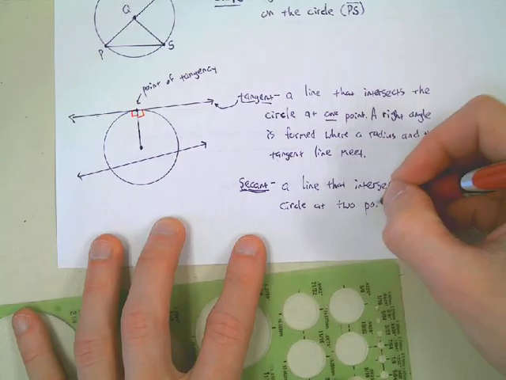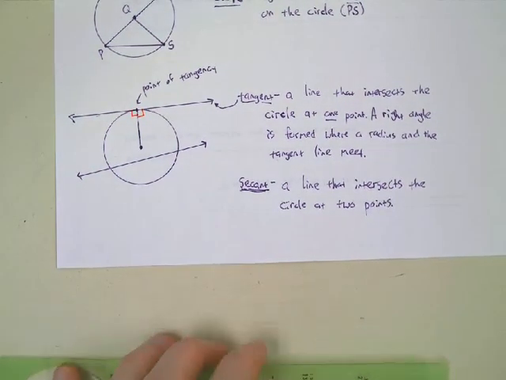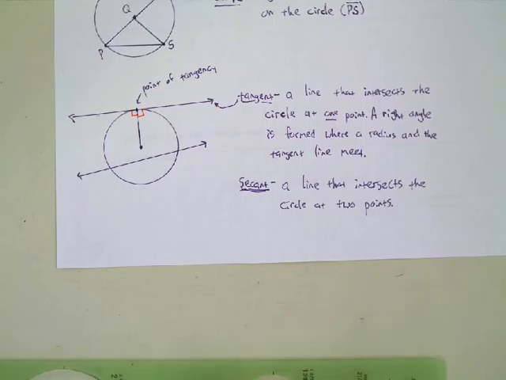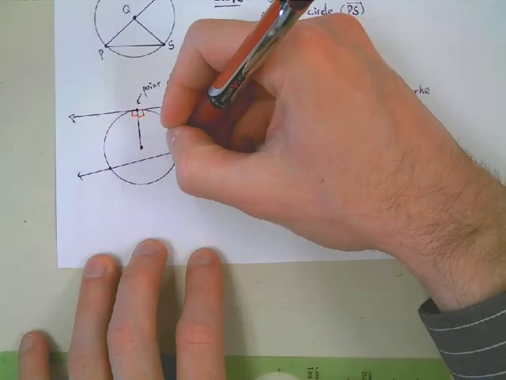Okay, a line that intersects the circle at 2 points. So we've got a line that intersects the circle at 1 point, that's called a tangent line. We have a line that intersects the circle at 2 points, that's called the secant line.